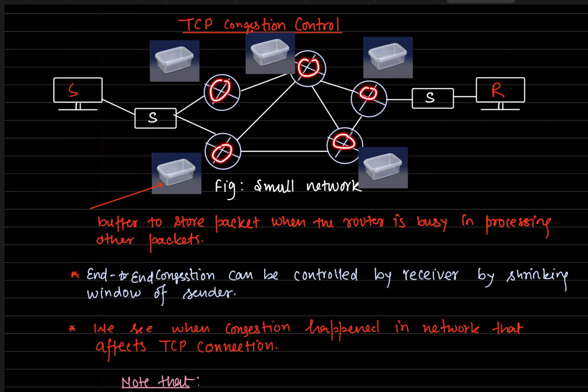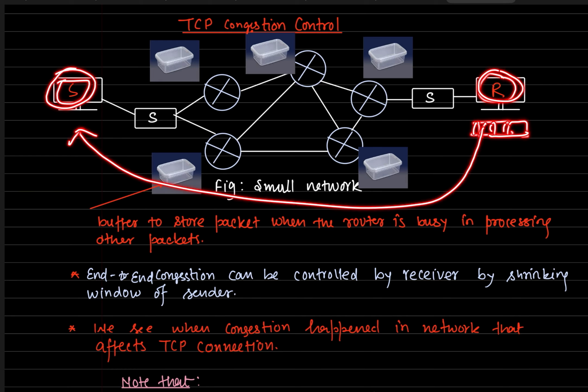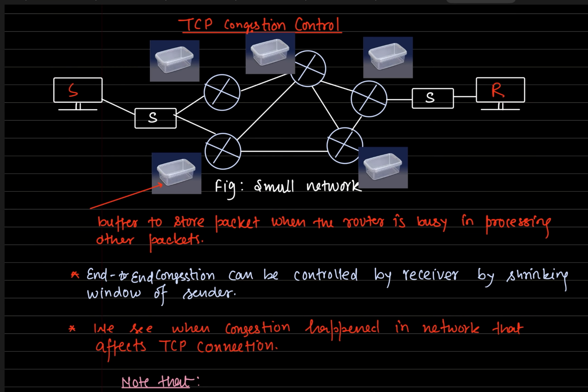Now, as we have seen in previous lectures, if there is no space in the receiving buffer or window size, then the receiver will advertise to the sender to keep the window size this much. So end to end there is no problem of congestion, but congestion will take place at the router end.